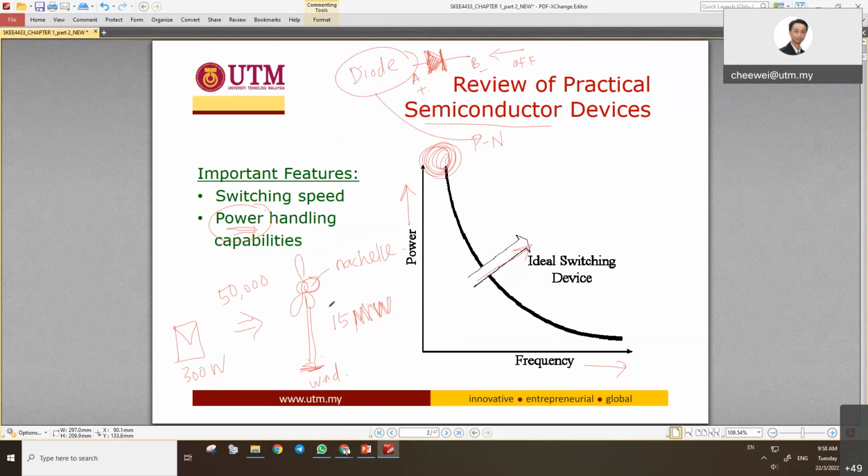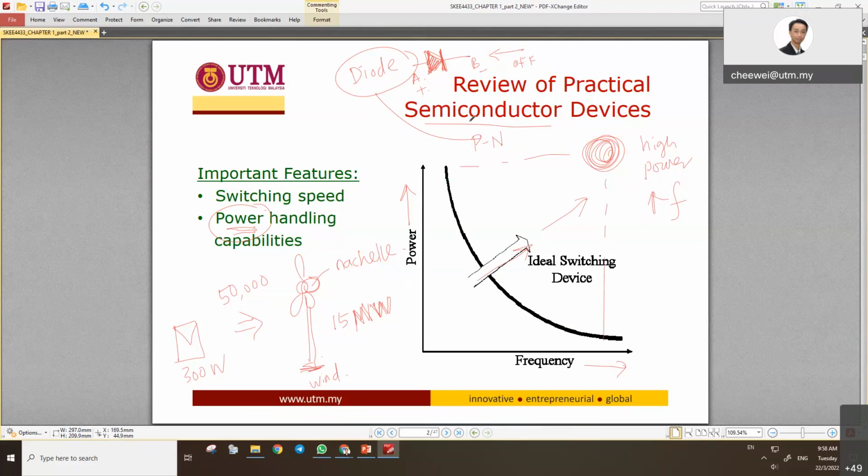It depends on the control strategy that you want to work with. Maybe you want to work at high frequency. Then you have to switch from this side, high power, going to the right hand side. Here belongs to what? High power and high frequency, this area. So this graph actually has to expand to that side. That is the important feature of the semiconductor.